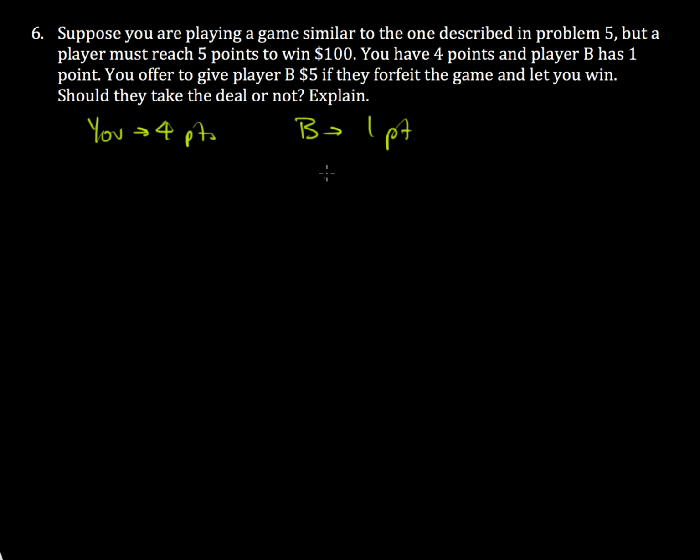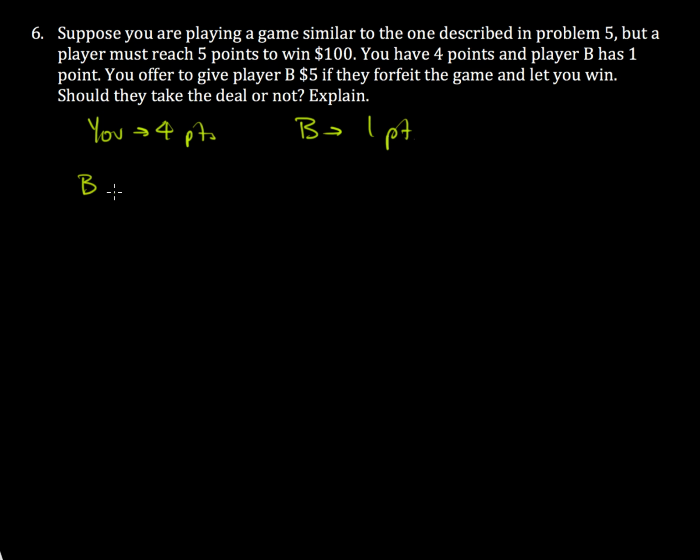You say, I'll pay you $5, player B. You walk away, I get the $100. Should player B take the deal or not? So in order to figure out whether player B should take the deal, we need to figure out what is player B's expected value at this point in the game. What is his expected gain at this point in the game, right?